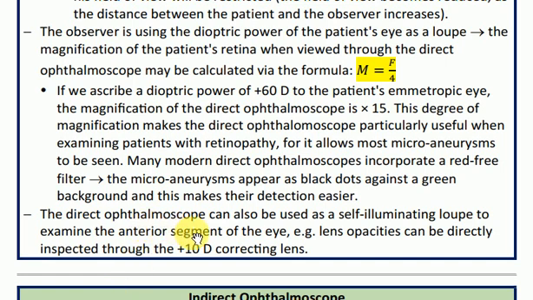Now, how to see the anterior segment of the eye, such as lens opacities? It can be inspected through a +10 diopter correcting lens. So select +10 and watch the anterior segment. Enjoy. So this was all about the direct ophthalmoscope. Now we will go to the indirect ophthalmoscope. Hope you will enjoy it.